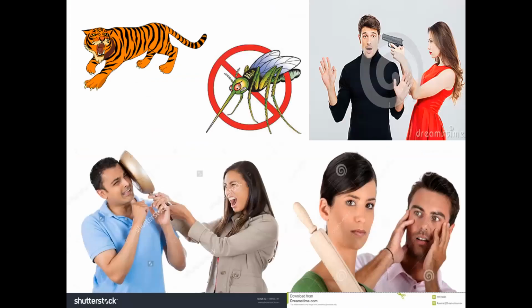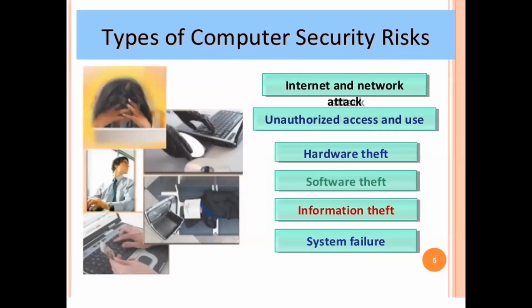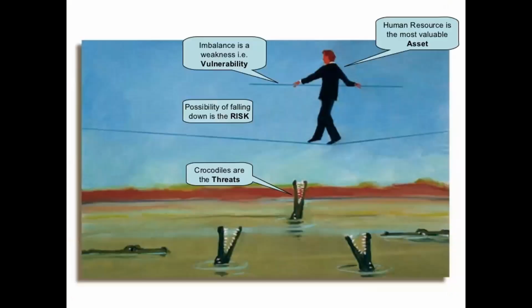Just scrolling because time is not sufficient. So these are some of the examples of computer threats: spyware, hackers, virus, identity theft, slow response, computer crashes, rootkits, worms, pop-ups, online predators, Trojan horses, data loss, keyloggers, all are considered to be computer threats. We have to protect the computer from these threats.